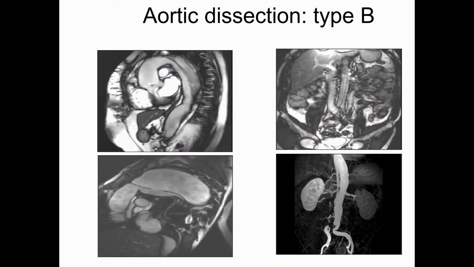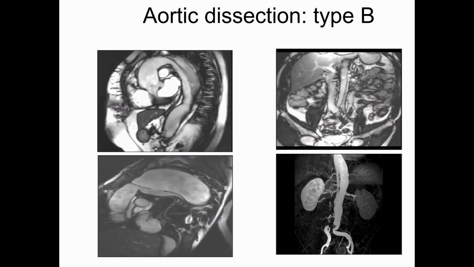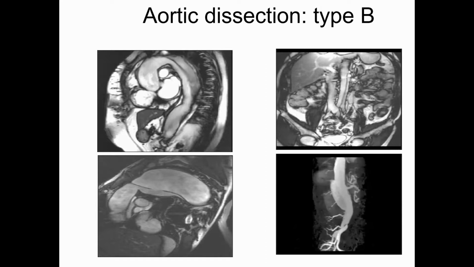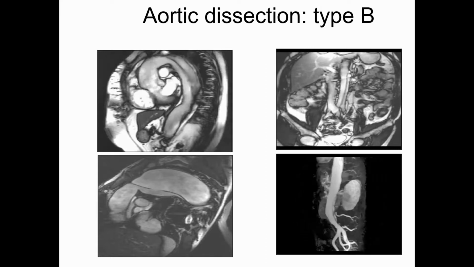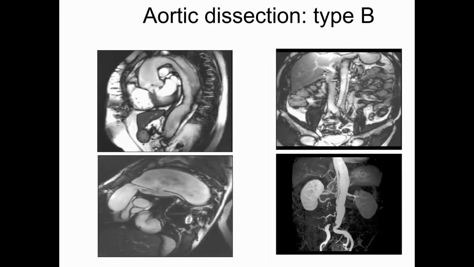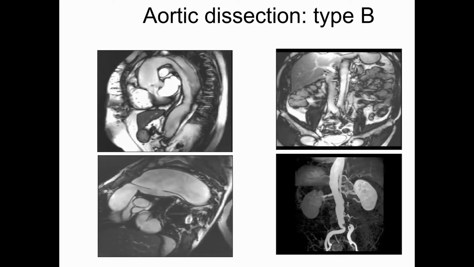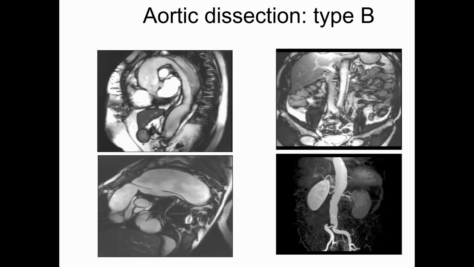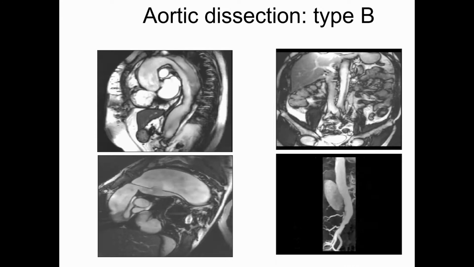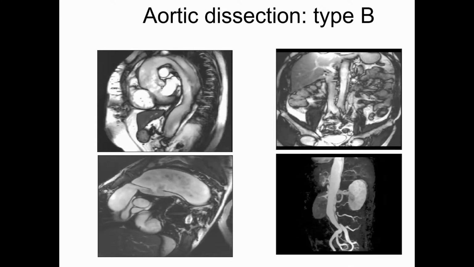And here's an array of various images that we can see. The arch, you can see the dissection, you can often see the entry point, you can see whether it's gone down and involved the iliacs, the renal arteries, etc. So very, very useful.